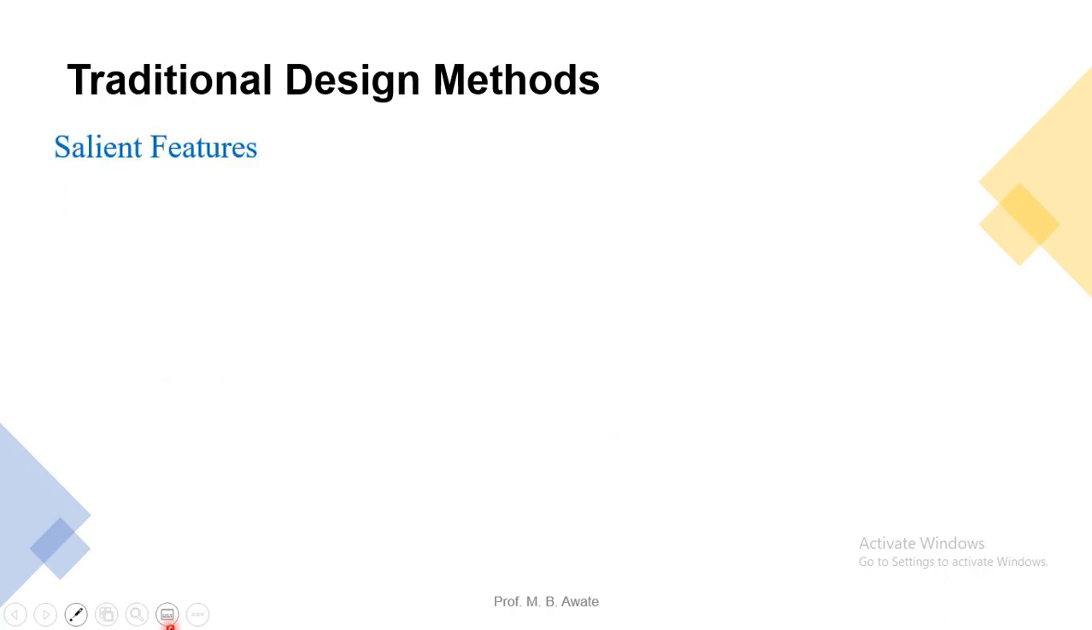Now we will see the second traditional method of design, that is nothing but design by drawing method. The name itself indicates there is availability of drawing. We will see the salient features of it one by one.